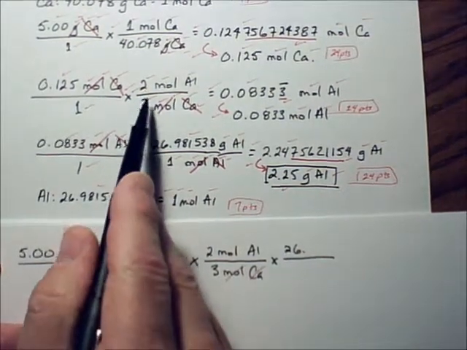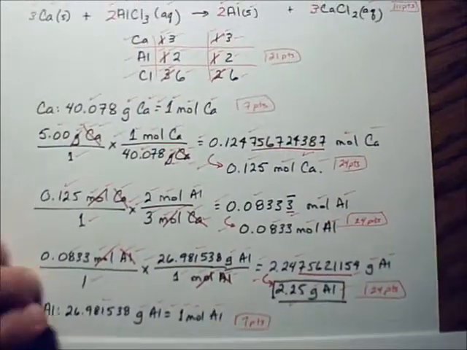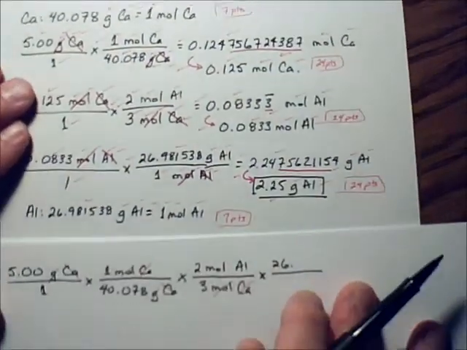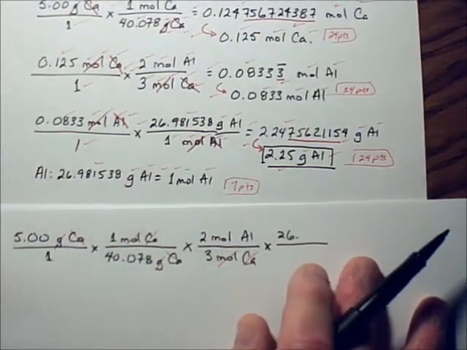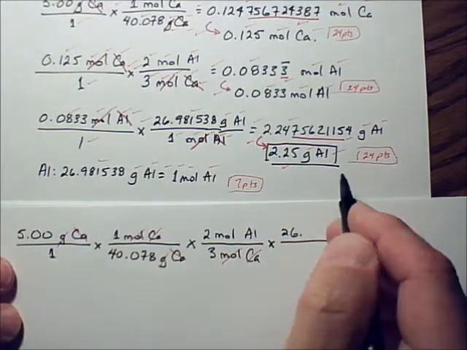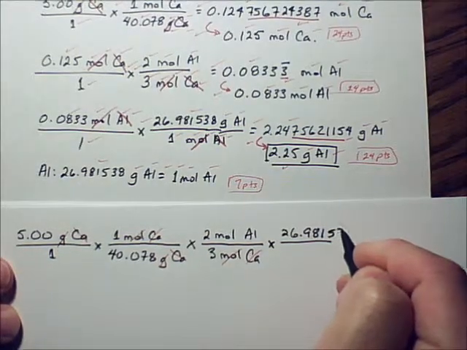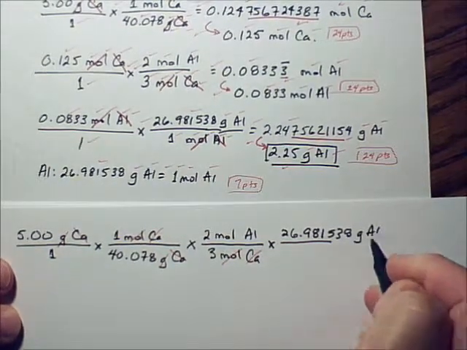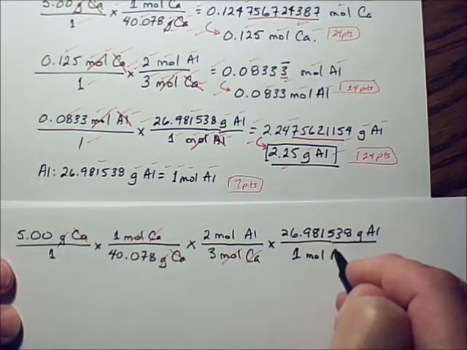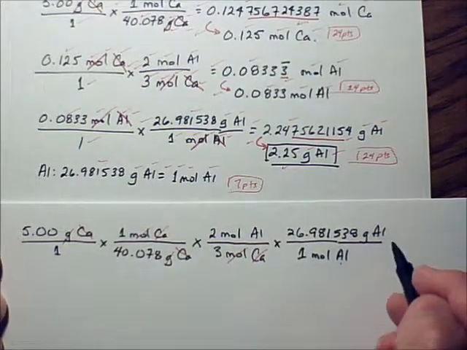It's right here. It's the balanced equation. The balanced equation is where the coefficients 2 and 3 come from. That's the molar ratio step. All right, so 26.981538 grams of aluminum over 1 mole. That's the molar mass of aluminum. That's this step right here.